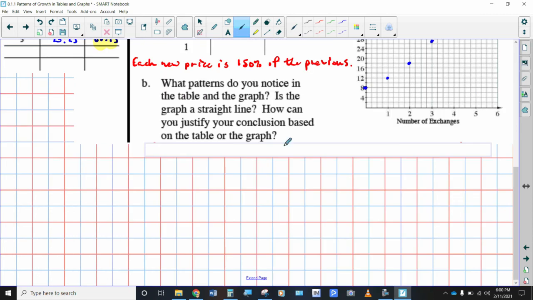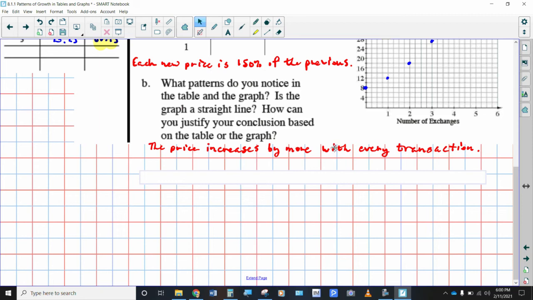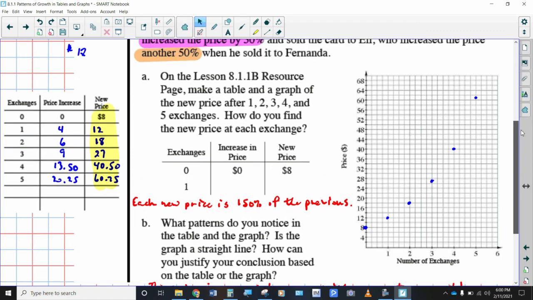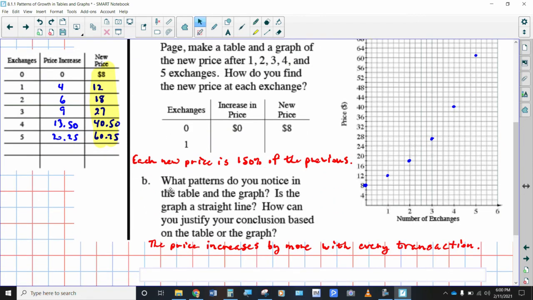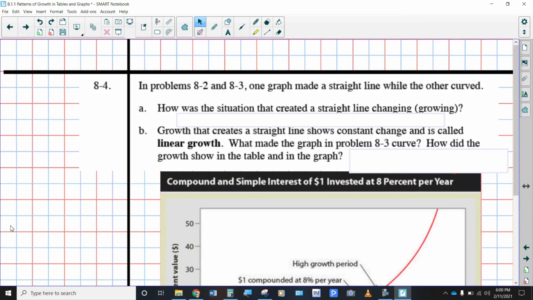So what patterns do you notice here? Well, the price increases by more with every transaction, correct? It's not going up at a constant rate. This is an example of exponential growth. So in problems 2 and 3, one graph made a straight line, the other one was curved. How was the situation that created the straight line changing? Well, straight lines means it's changing at a rate that is constant, and in this case, it was $20 per month. Growth that creates a straight line shows constant change and is called linear growth.